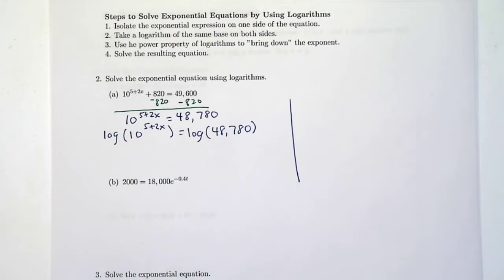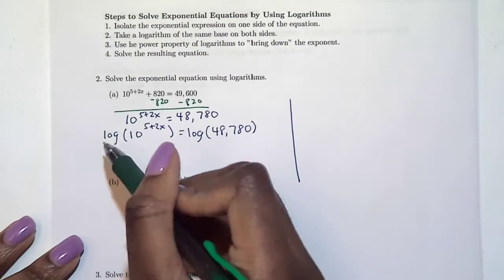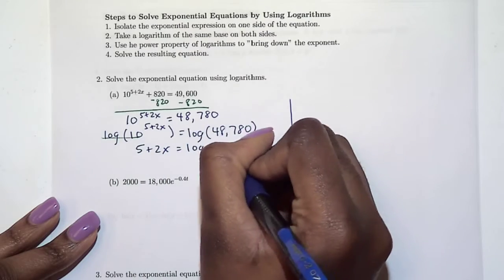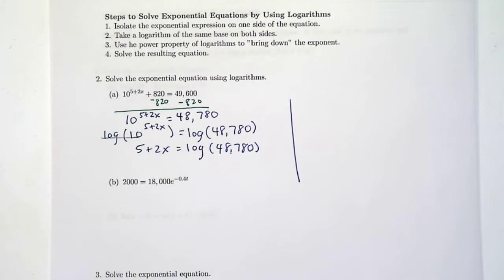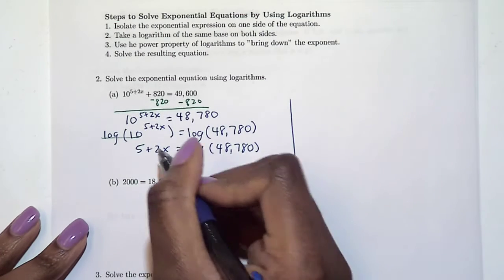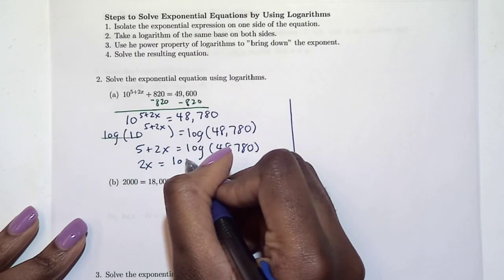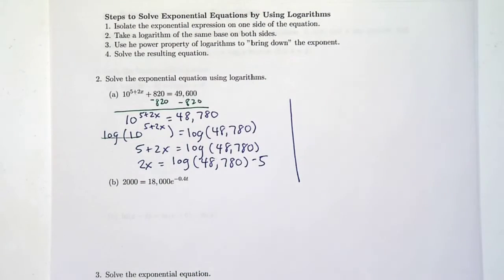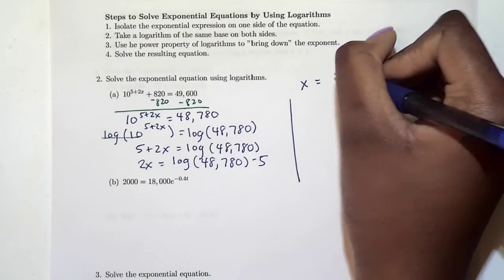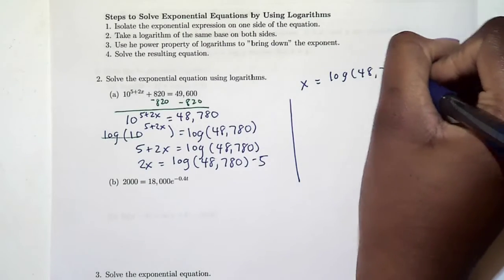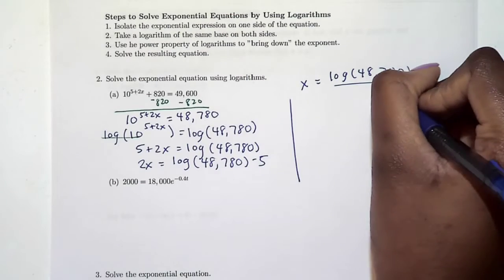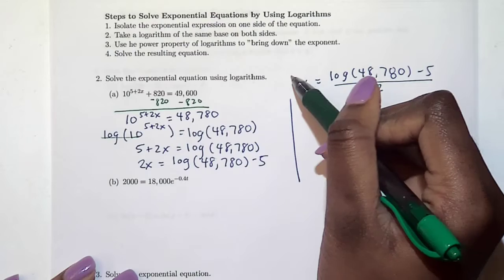All right, perfect. We're composing two inverse functions, log base 10 and an exponential function that has a base 10. These will go away, so we're left with 5 plus 2x equals the other side. And then we just have to solve for x. So first I'm going to subtract my 5, and then divide both sides by 2. All right, so this should be our solution.